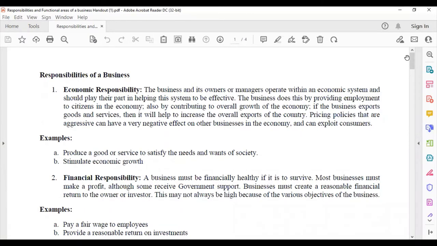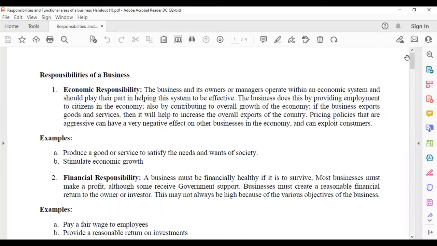So the economic responsibility of a business, one is to provide employment for the citizens of the country, also by contributing to the overall growth of the economy, all right? And by doing this, they would be exporting goods and services. Now, it will also help to increase the overall exports of the country. So we're talking about how many goods are we exporting at a particular point in time, all right? And when we talk about the exports or production, we refer to the GDP of the country, all right?